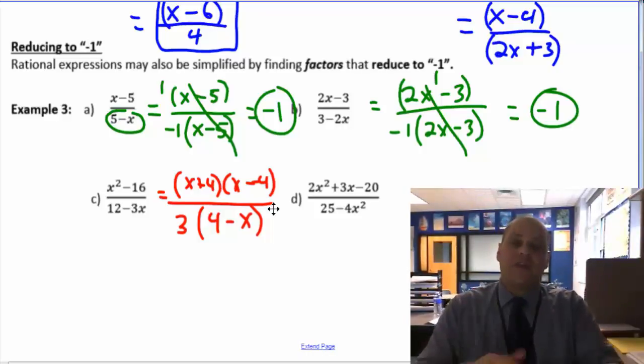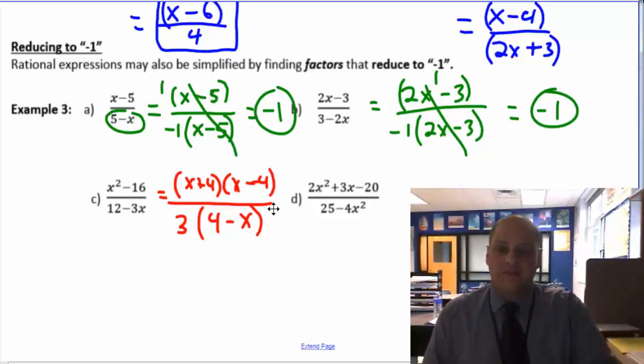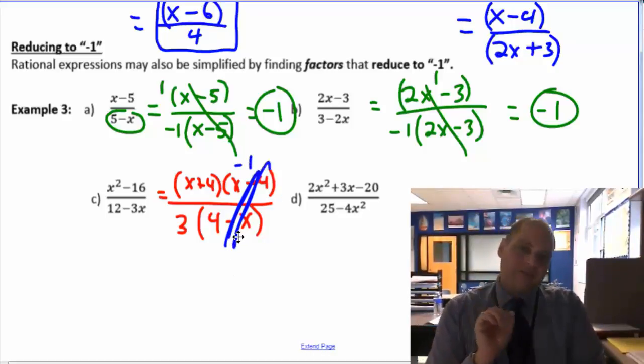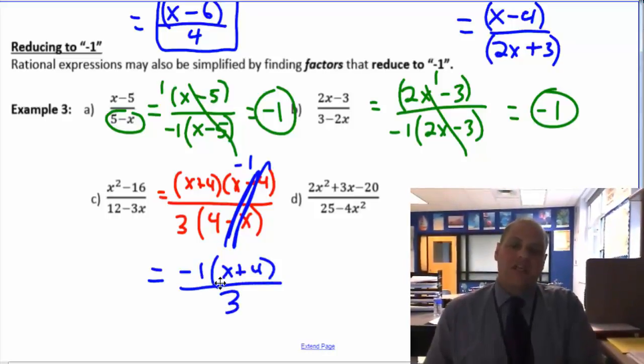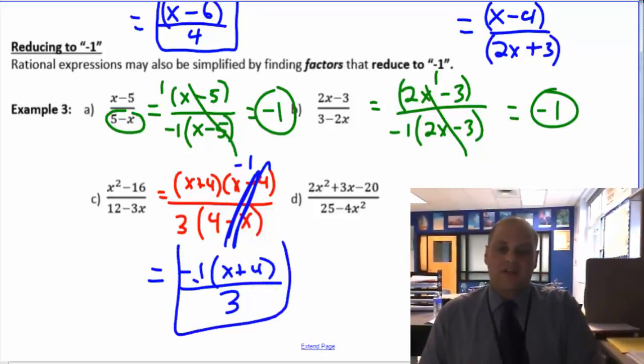So what we can now say, based on what we learned in part A and B, is that reduces to negative 1. So you can cancel it, you can reduce it and write a negative 1. We don't use the word cancel. It reduces to negative 1. So I'm going to be left with negative 1 times x plus 4 over 3. And you don't have to write the 1. You could just say negative parentheses x plus 4 over 3. That's going to be your final answer.